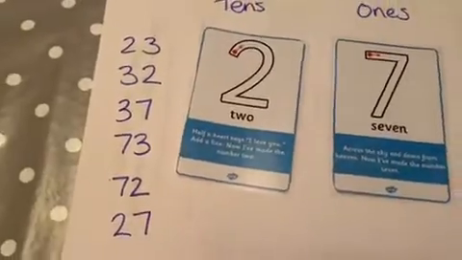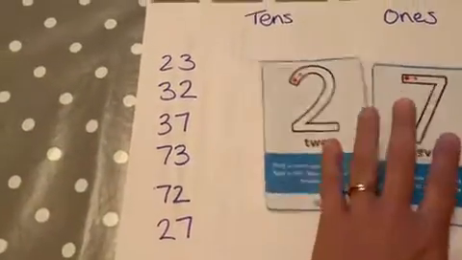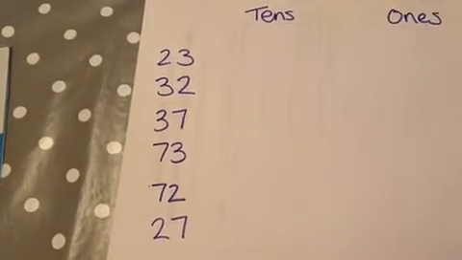Have a look at my numbers that I've made. 23, 32, 37, 73, 72 and 27. And what do you notice? Tell your grown-up. That's right. They each have a turn of being in the 10s column twice and each have a turn of being in the 1s column twice.